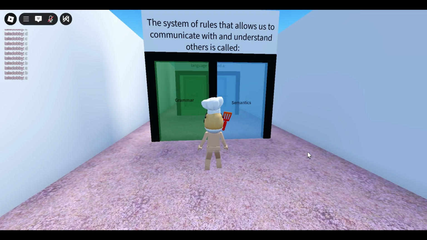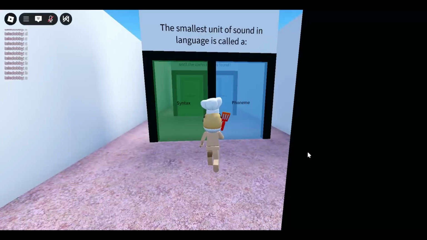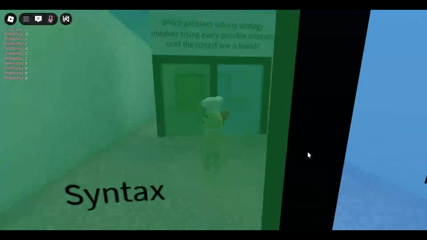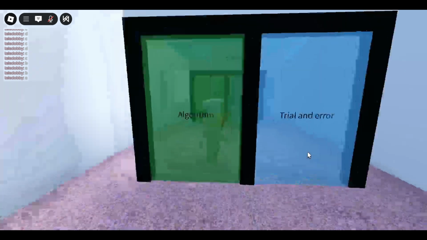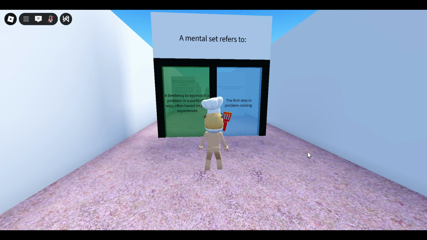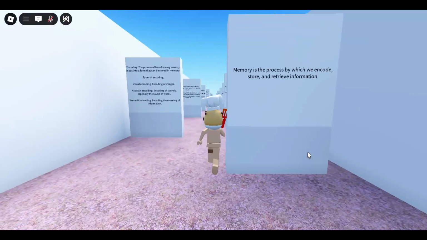The rules that allow us to communicate with and understand others is called grammar. The smallest unit of sound is called a phoneme. Trying every single possible solution is the algorithm strategy. Think about how computers work and how they relate to algorithms. And a mental set, we already know, is the tendency to approach a problem based on past experiences.